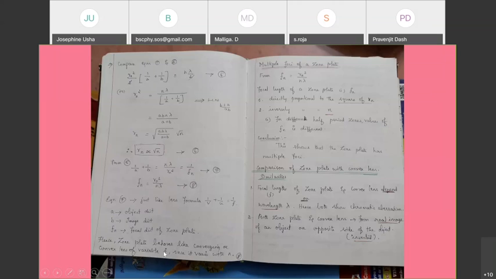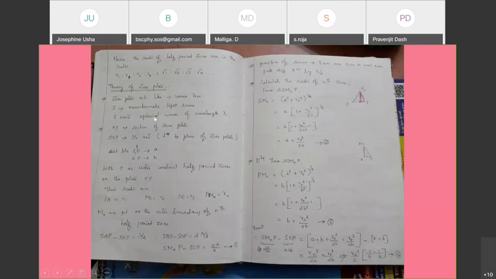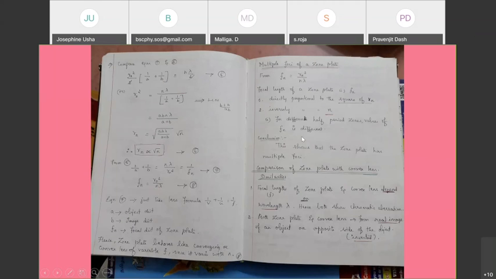Convex lens has only one focal length. But in the zone plate they are considering so many half period zones, right? So its focal length is different since it varies with n. So this is the conclusion about zone plate. What have we seen now? The construction of the zone plate as well as the theory, and then the comparison with convex lens, which we are going to see now, right?